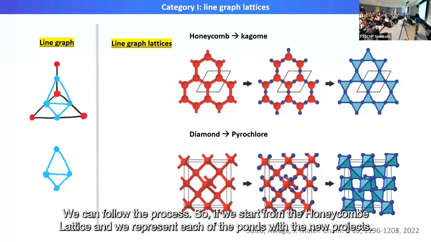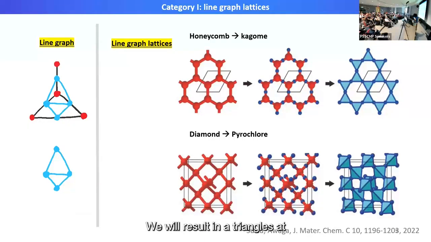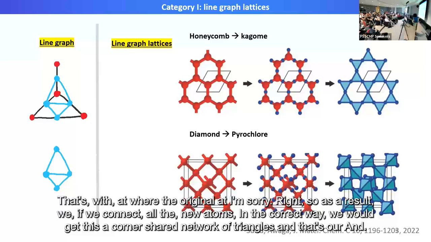So if we start from the honeycomb lattice and we represent each of the bonds with a new vertex that's colored in blue. And because all the bonds in the honeycomb lattice intersect at these 120 degree angles, we will result in triangles where the original atoms are, right? So as a result, if we connect all the new atoms in the correct way, we would get this corner shared network of triangles, and that's our Kagome lattice.